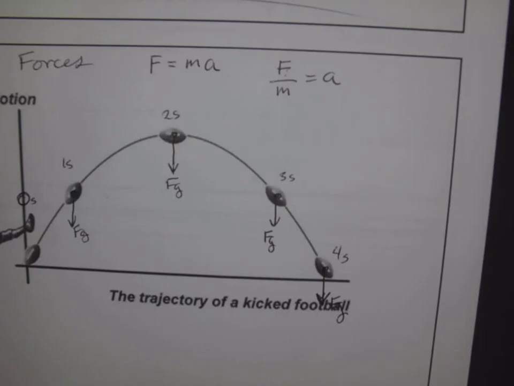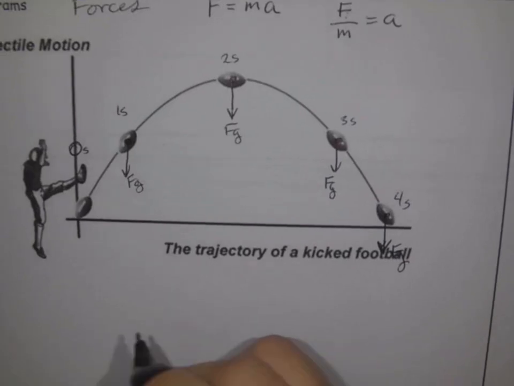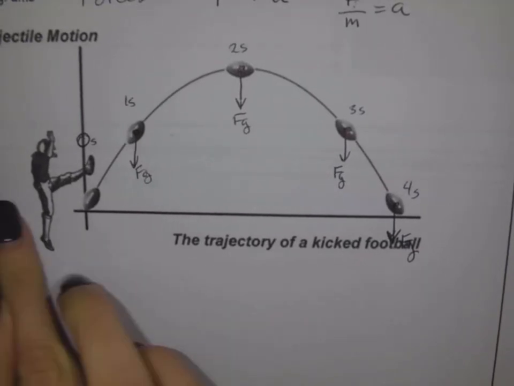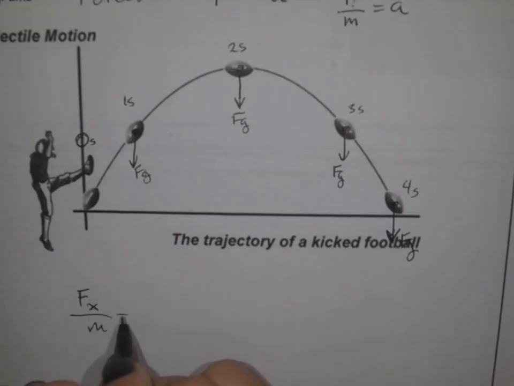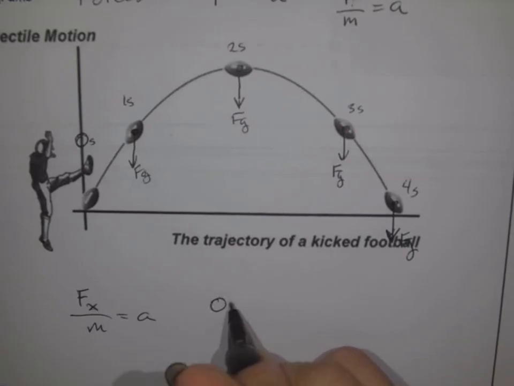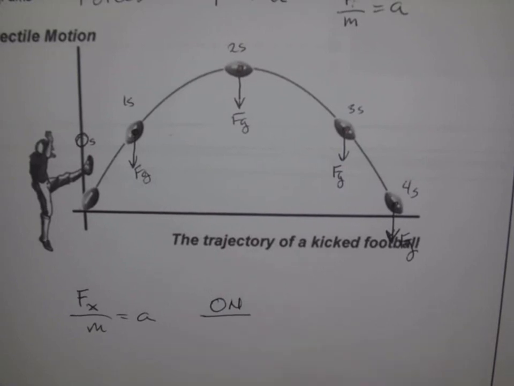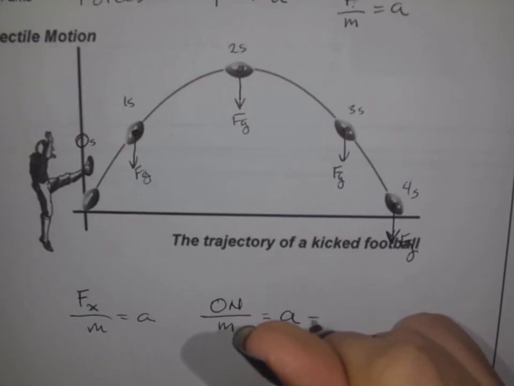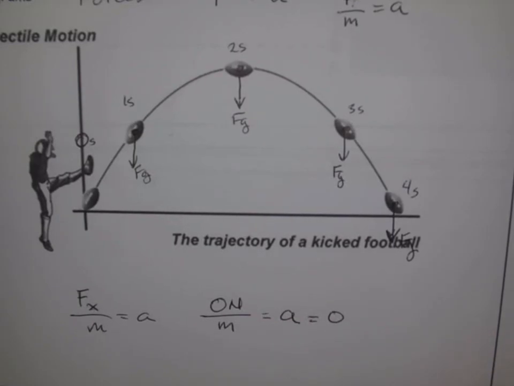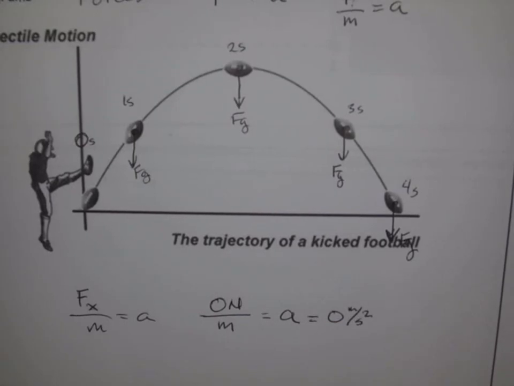Well, what about the x direction? If we think about this for a second, forces in the x direction divided by the mass equals acceleration. However, the forces in the x direction are 0. There's 0 newtons worth of forces in the x direction. So we're going to divide it by the mass, and that equals acceleration, but 0 divided by anything is 0. Its acceleration in the x direction is 0 meters per second squared.